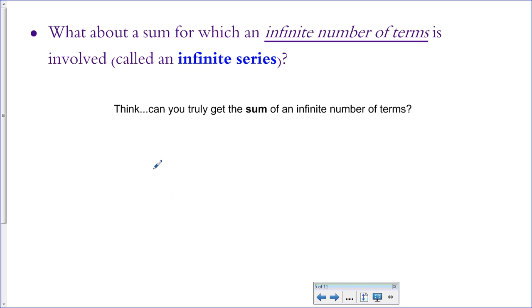Let's think about a sum for which an infinite number of terms is involved, which would be called an infinite series. Can you really get the sum of an infinite number of terms? A sum implies that you've added together a bunch of values and figured out what the total is, but there isn't a total if you have an infinite number of terms. So truthfully, you can't get the sum of an infinite series.